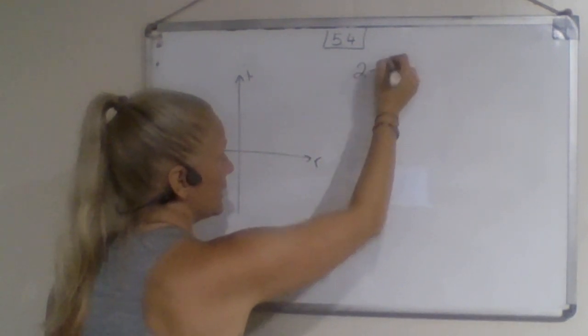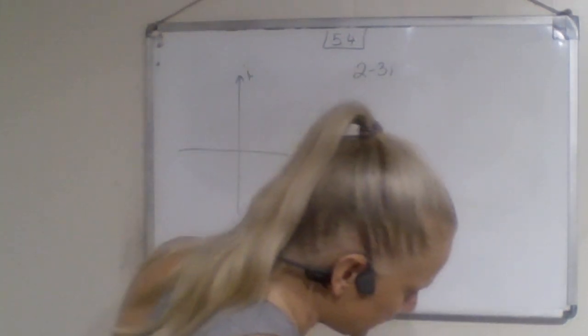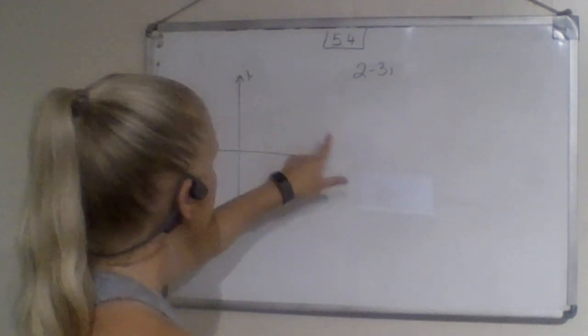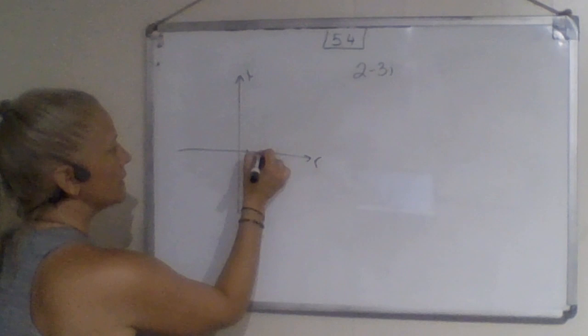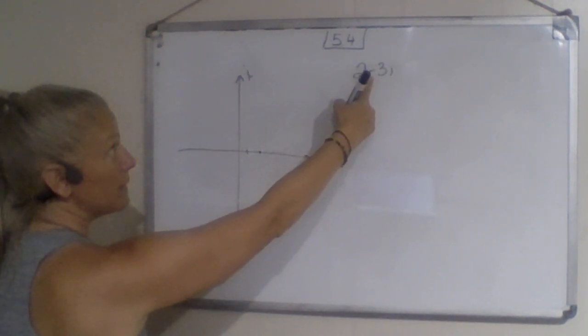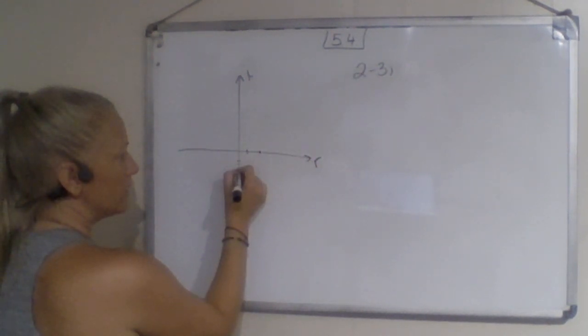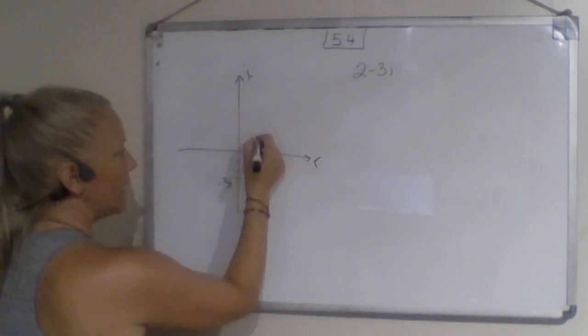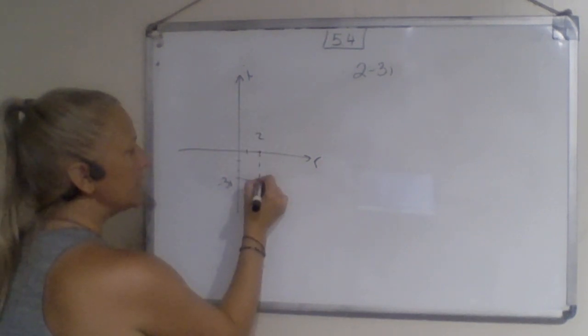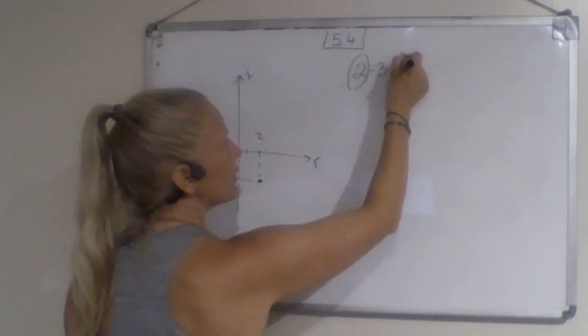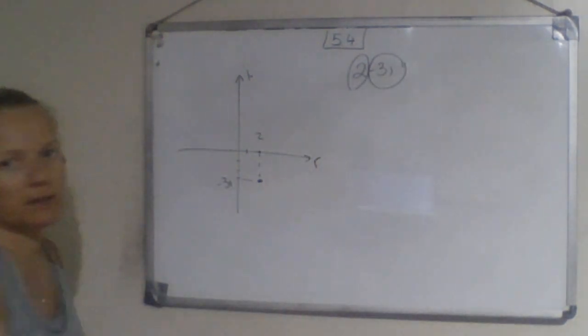2 minus 3i. How do I plot this? Well, this is going to be very easy. Let's do the first one. Where is my real number 2? 1, 2. Where's my imaginary number negative 3? 1, 2, 3. Negative 3i. This is the 2. It's the exact same thing. So you plot this number, and you make them meet.